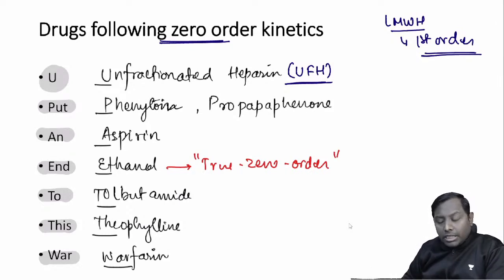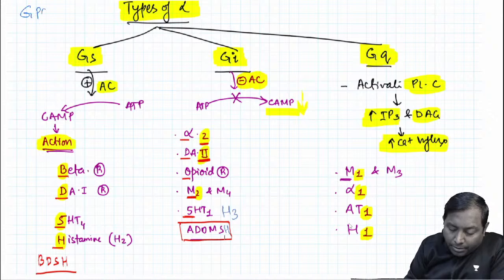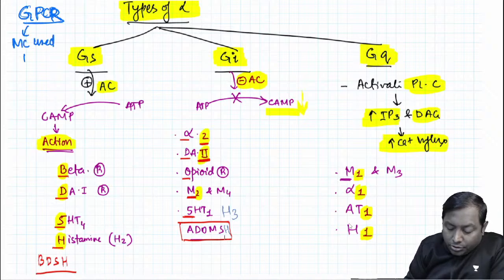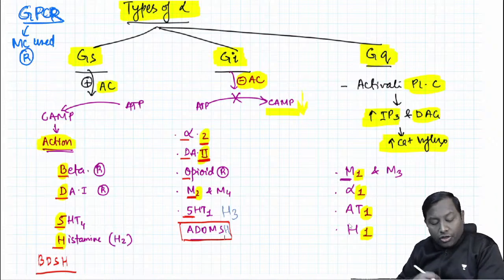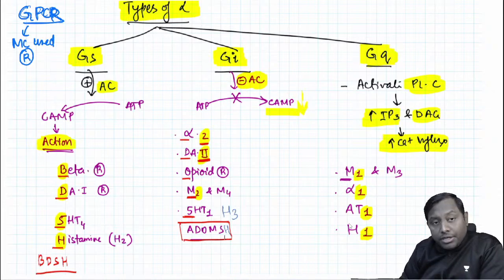Now one more question that is asked is from the types of receptors. One of the questions that is frequently repeated is from the G protein coupled receptor, GPCR. This is the most commonly utilized receptor by the majority of the drugs. So the majority of the drugs will be acting by G protein coupled receptor, and there are three types.